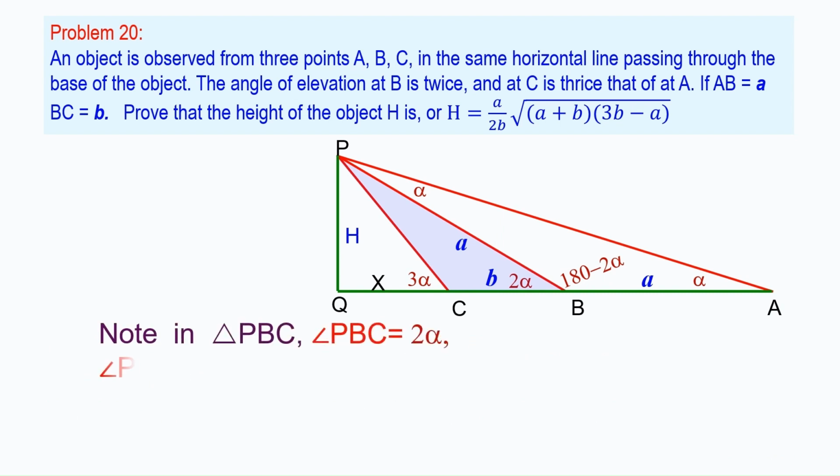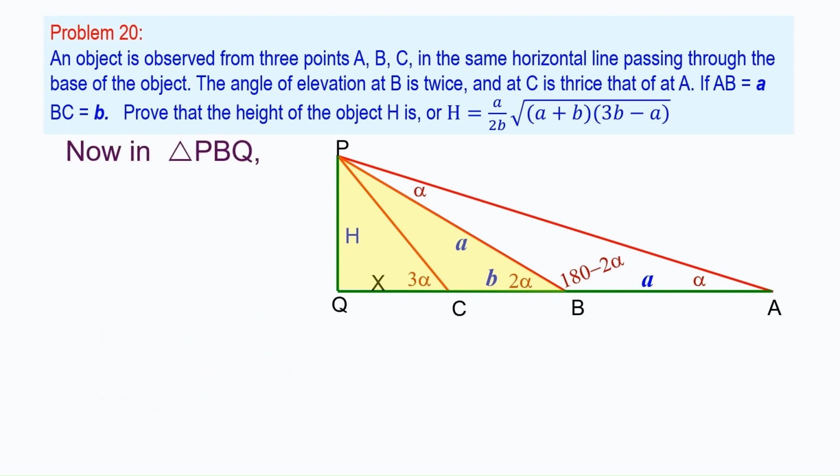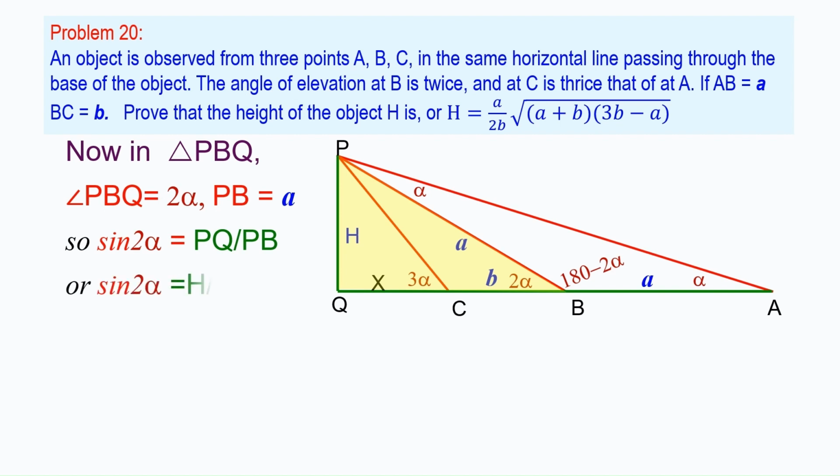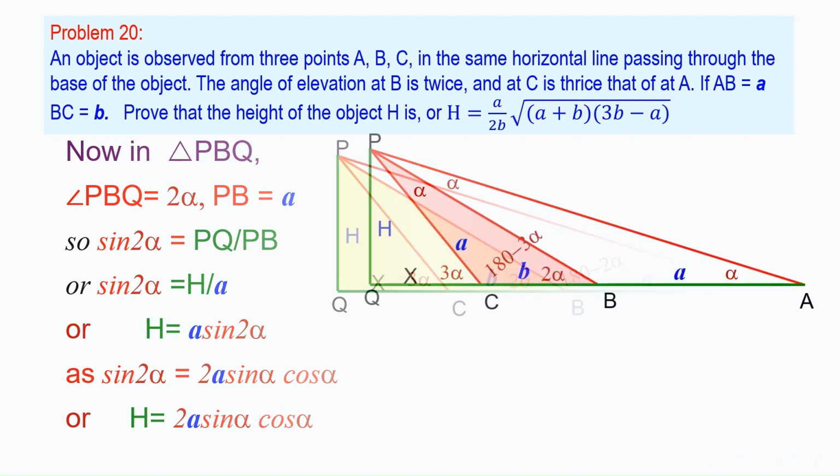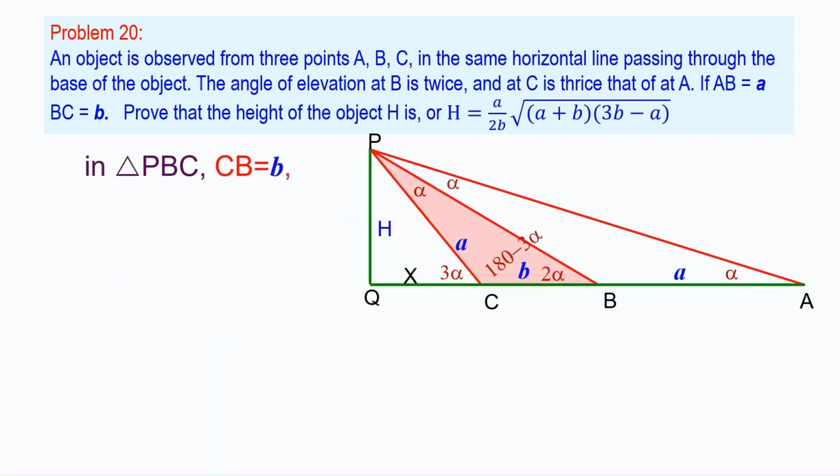Note in triangle PBC, the angle PBC equals 2 times alpha. The angle PCB equals 180 minus 3 times alpha. And the angle BPC equals alpha. Now in triangle PBQ, the angle PBQ equals 2 alpha, the side PB equals a. So the sine of 2 times alpha equals PQ divided by PB, or sine of 2 times alpha equals h divided by a. As sine of 2 times alpha equals 2 times sine of alpha multiplied by cosine of alpha, h equals 2 times a multiplied by sine of alpha and cosine of alpha.